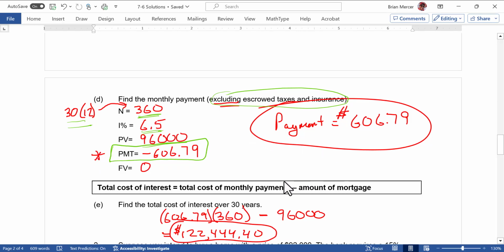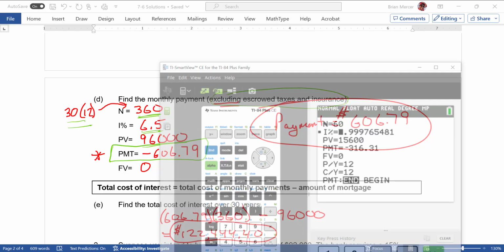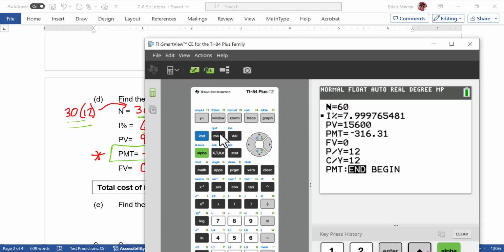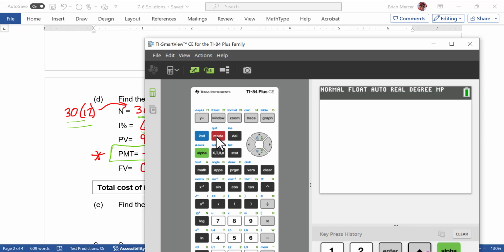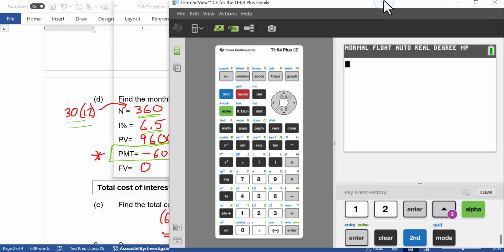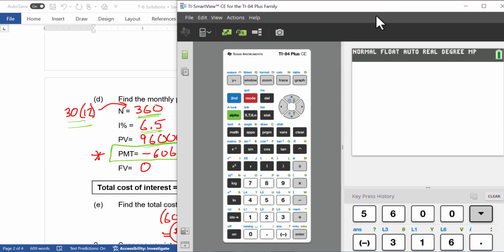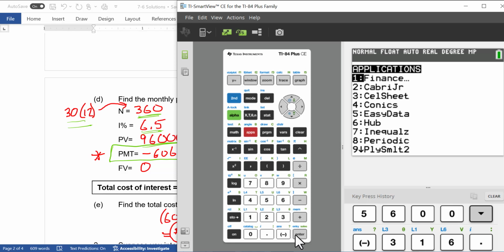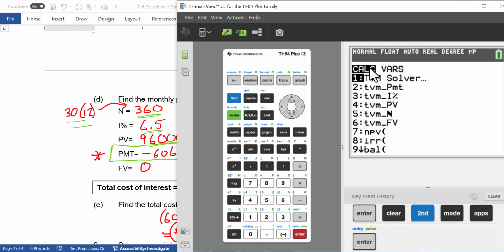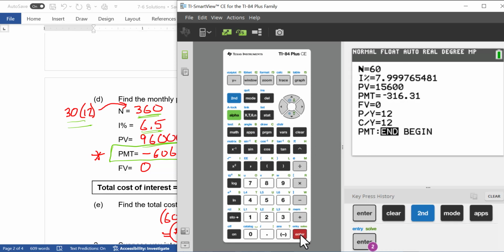So how do we do that? I'll get the calculator out and show you. I'll clear everything off. Just to show you how to get to that screen: we press the apps button, we press enter, and we press enter again to get to this solver. Then we enter our information.